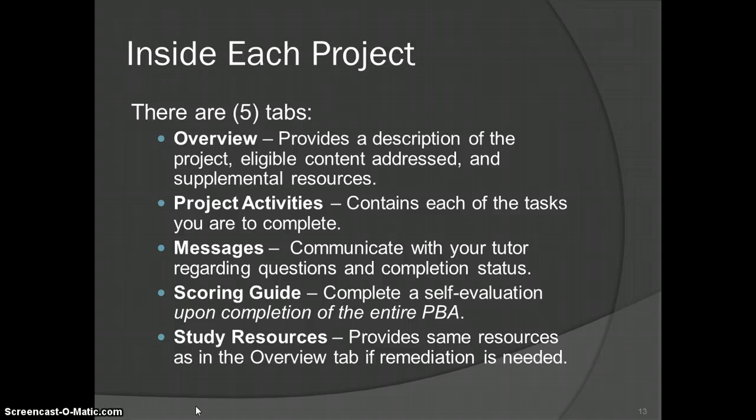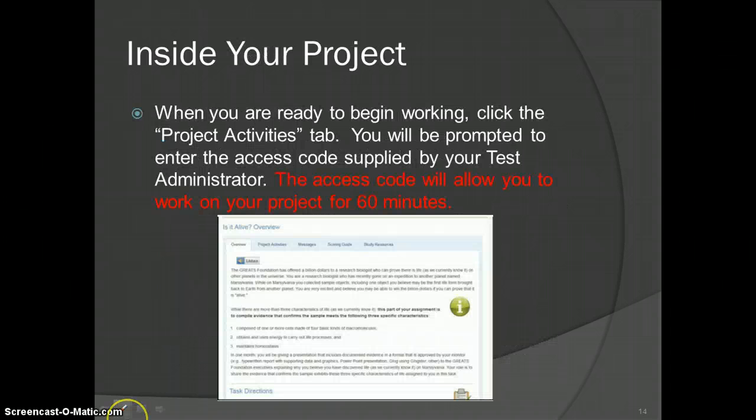And finally, there are study resources. In here provides the same resources as in the Overview tab if remediation is needed. When you're ready to begin working, click the Project Activities tab. You will be prompted to enter the access code supplied by your test administrator. The access code will allow you to work on your project for 60 minutes. If you have or need more than 60 minutes, the access code will have to be re-entered. This is for security reasons.